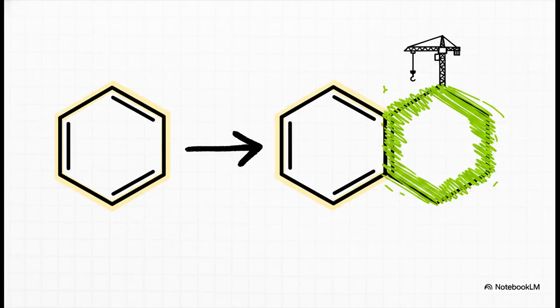So you might be wondering about that word annulation in the name. What does that even mean? It's super simple. Annulation just means to build a new ring. And that's exactly what happens here. By the end of it all, we've got ourselves a brand new 6-membered ring.